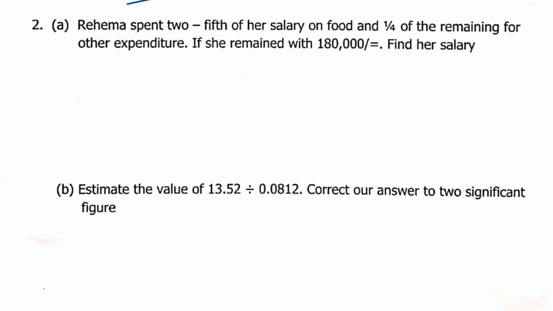Rehema spent 2/5 of her salary on food and 1/4 of the remaining on other expenditure. If she remained with 180,000 shillings, find her salary. So first of all, we are going to let X be her salary.